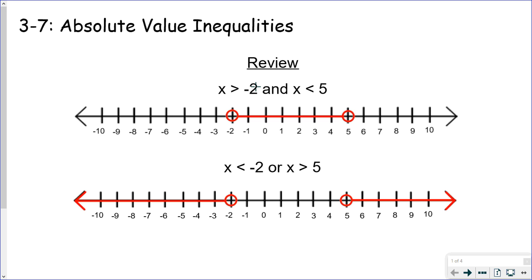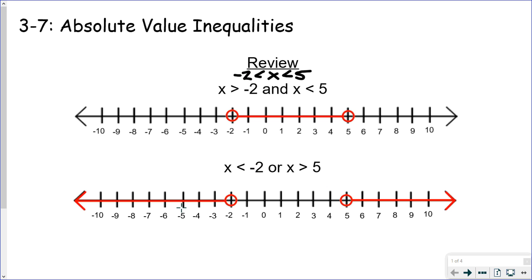So, a quick review of compound inequalities. Remember that compound inequalities either come out as an and or an or. The top here is an example of an and. It's saying that x is greater than -2 and x is less than 5. So x is any value in between here. And remember that an and inequality can be written with the x in the middle: greater than -2 and less than 5. So and inequalities can be written like that. Ors cannot.